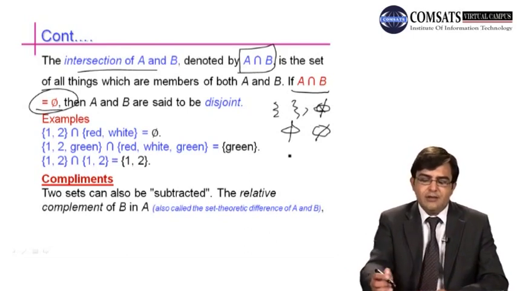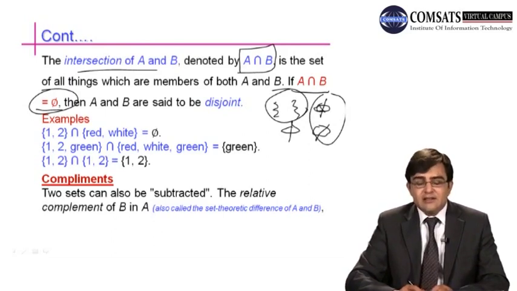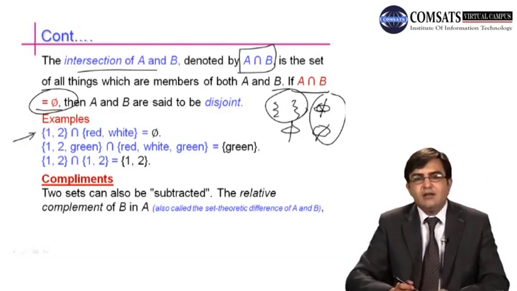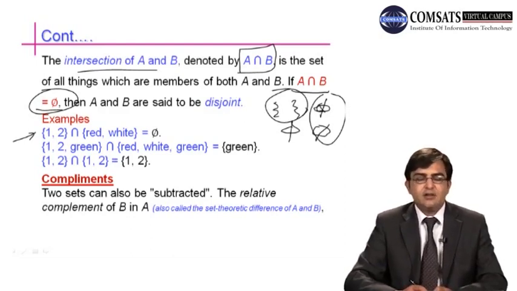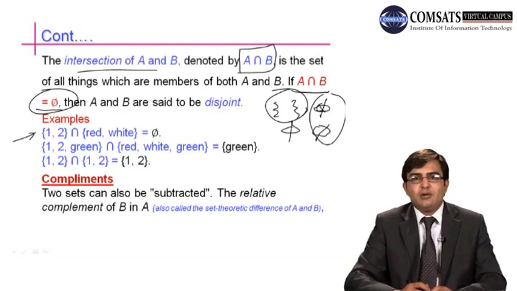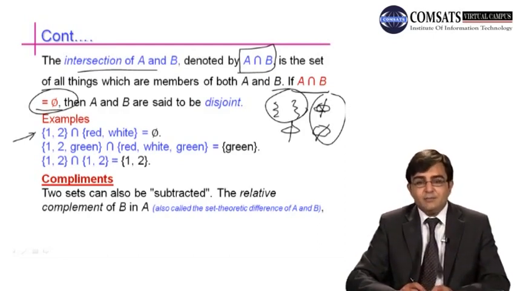If there is no common member between A and B, then we say that A intersection B is the empty set, and we say that the two sets A and B are disjoint. If, for example, we see this example, we have one set {1, 2} and the other set {red, white}. These two sets have no common elements, so we say that the intersection of these two sets is an empty set.